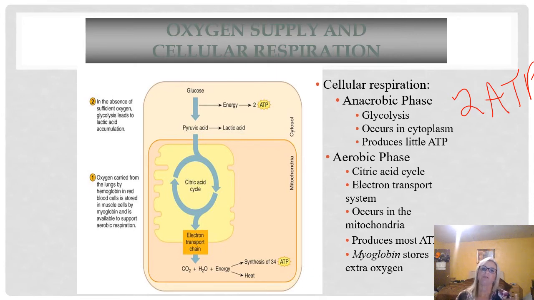Myoglobin is made in muscle cells and can bind oxygen. And so it has more of an affinity or an attraction for that oxygen than hemoglobin. So it's going to grab it and steal it from the hemoglobin and store it for some later use for muscle contraction.